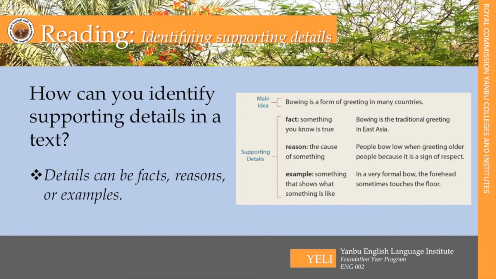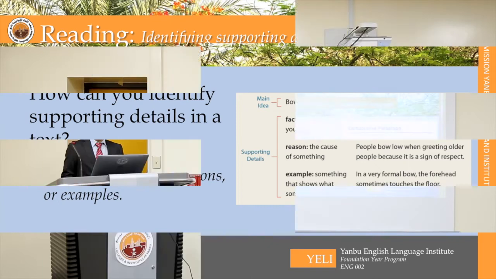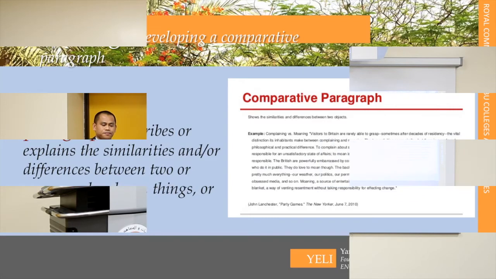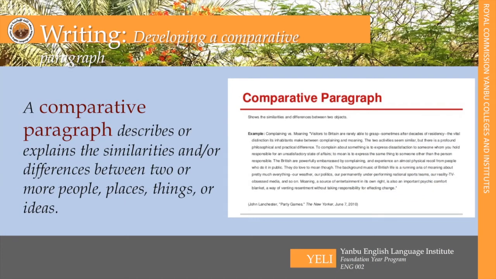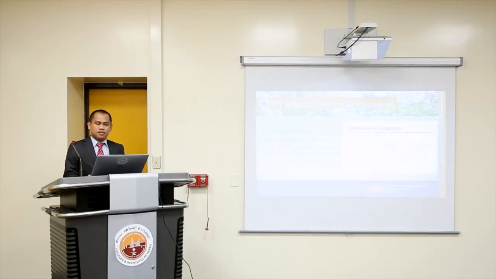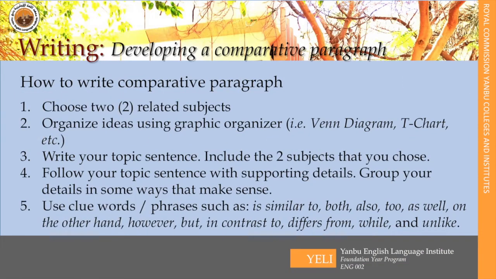Okay? Now, for writing, you should be able to develop a comparative paragraph. What is a comparative paragraph? It is a kind of paragraph that describes or explains the similarities and or differences between two or more people, places, things, or ideas. How do you write a comparative paragraph? First, choose two related topics. Make sure you choose two related topics, as it's difficult to establish the connection or relationship between the two if they're not connected.